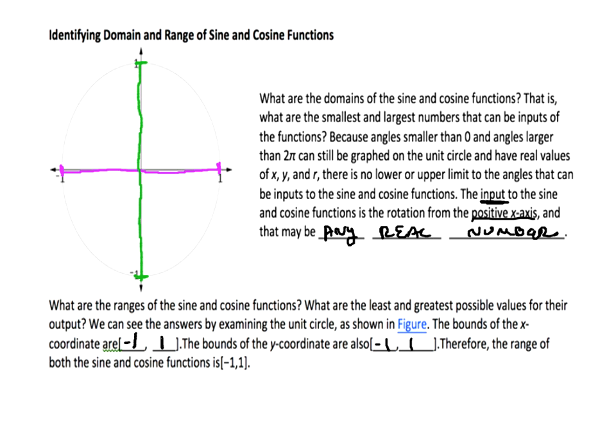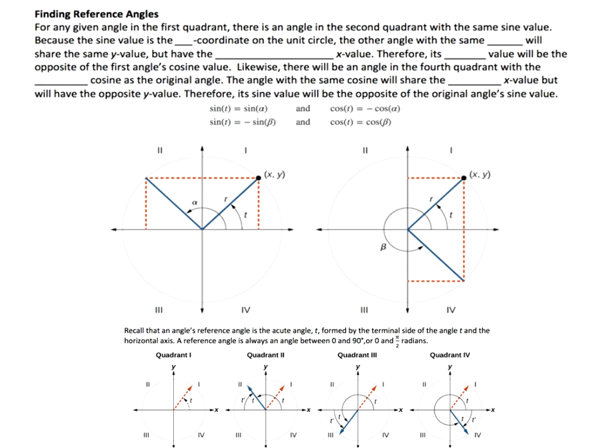Does this domain and range thing make sense with your sine and your cosine functions here? For now it does. Okay, I'm forewarned there, Jeremy. For now. It might not later, but for right now it does.